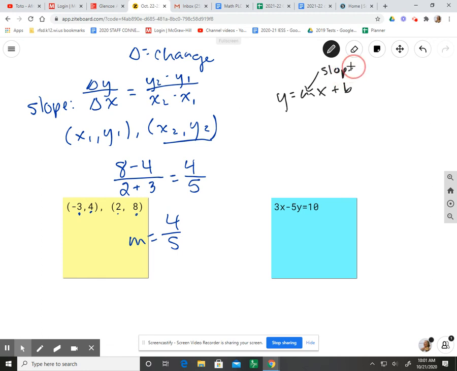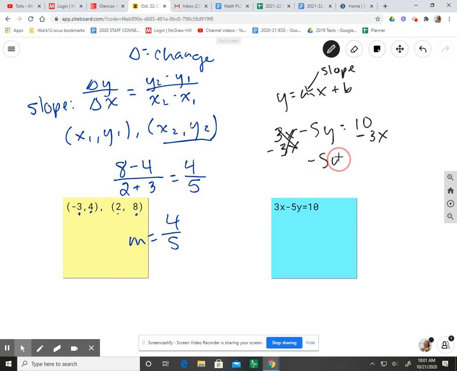Slope-intercept form is y equals mx plus b, where m is our slope. Whatever number we get in front of x is our slope. So we just need to solve this for y. We have 3x minus 5y equals 10. We want the y by itself, so we need to get rid of this whole thing, put it to the other side, so we subtract 3x.